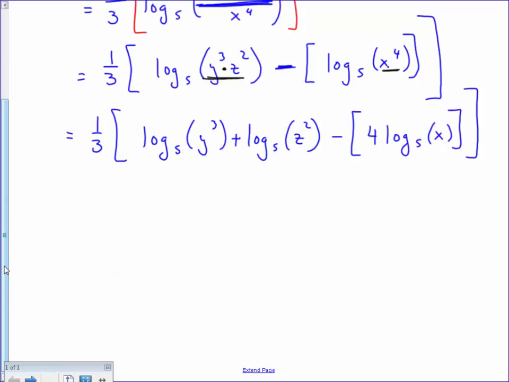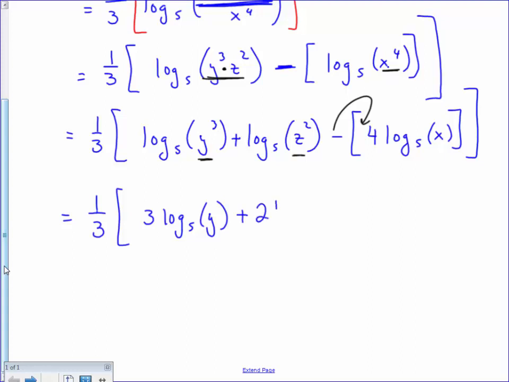Okay, from here we have two arguments that are not simplified, and those are the ones that have powers. I'm going to go ahead and distribute this negative in. I'm going to keep the 1/3 and the brackets at the front as they are for now. This first log would be rewritten 3 log base 5 of y. The next one would be plus 2 log base 5 of z. And then distributing, that would just make that 4 negative, and then log base 5 of x, and then close bracket.